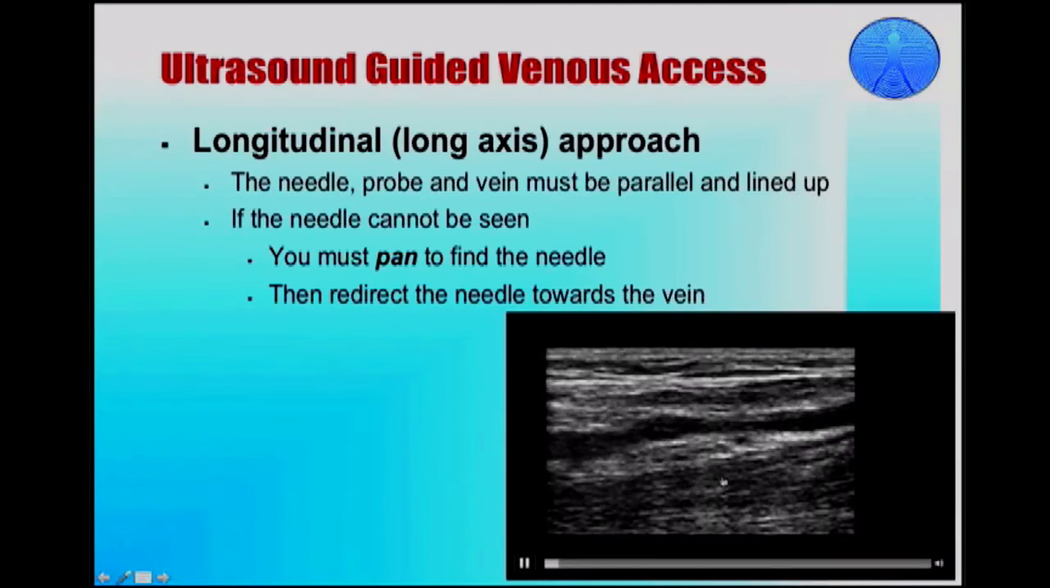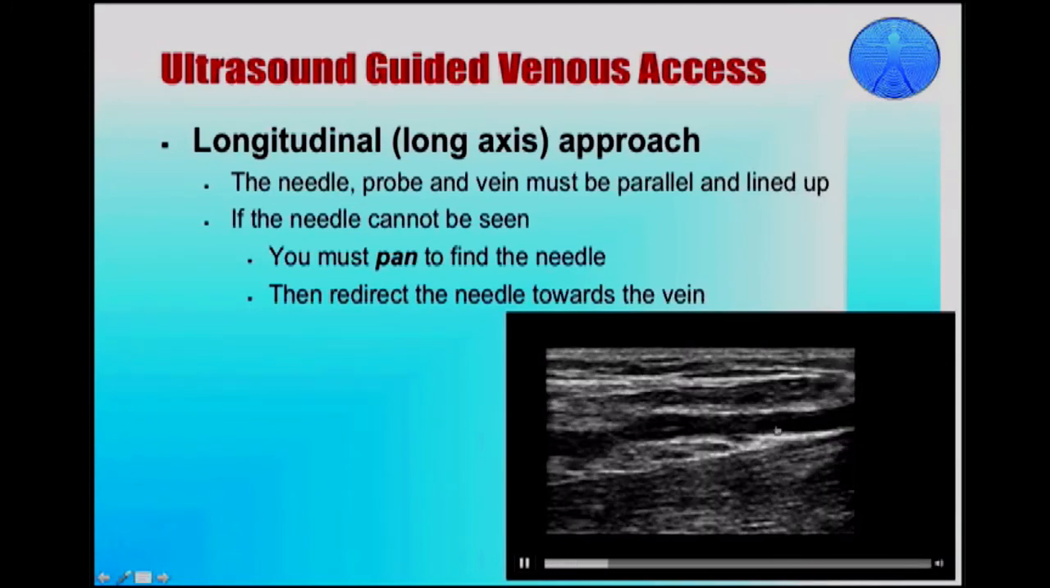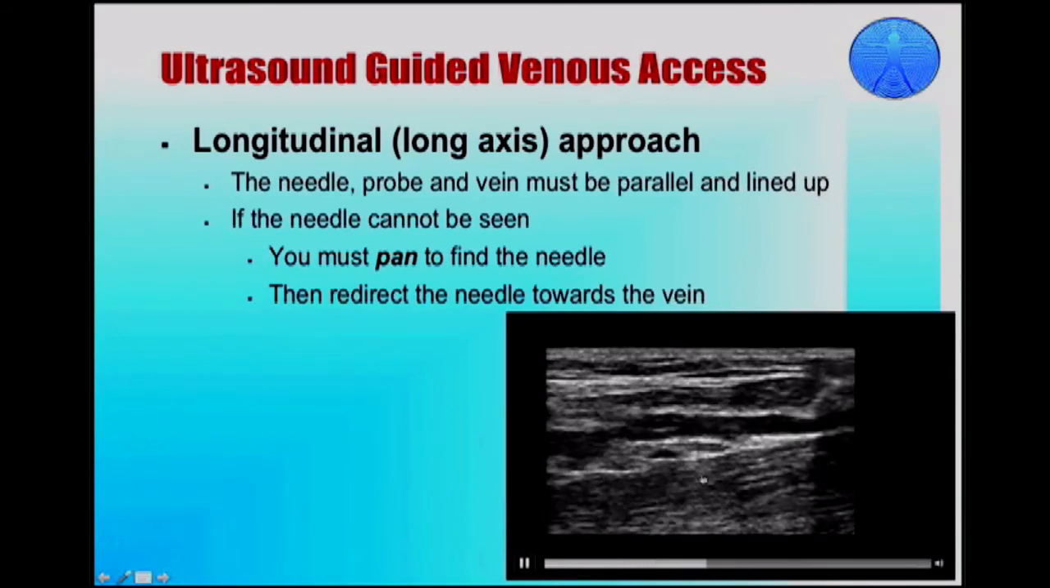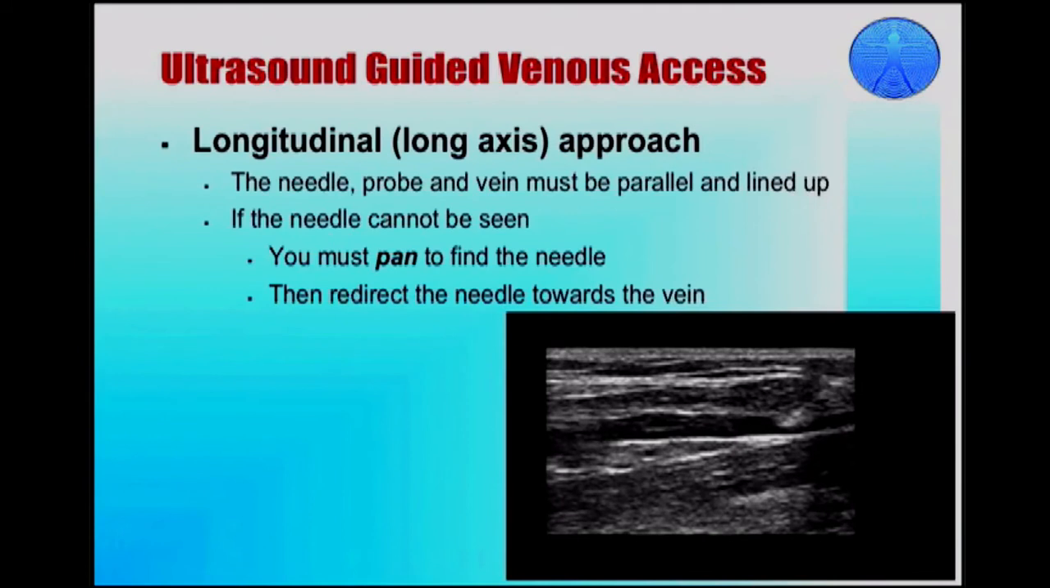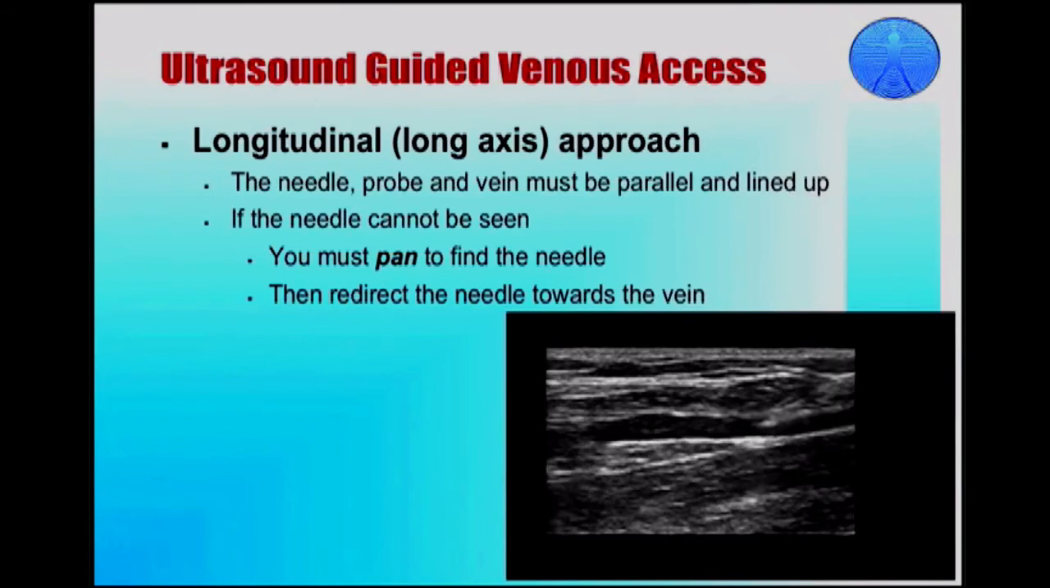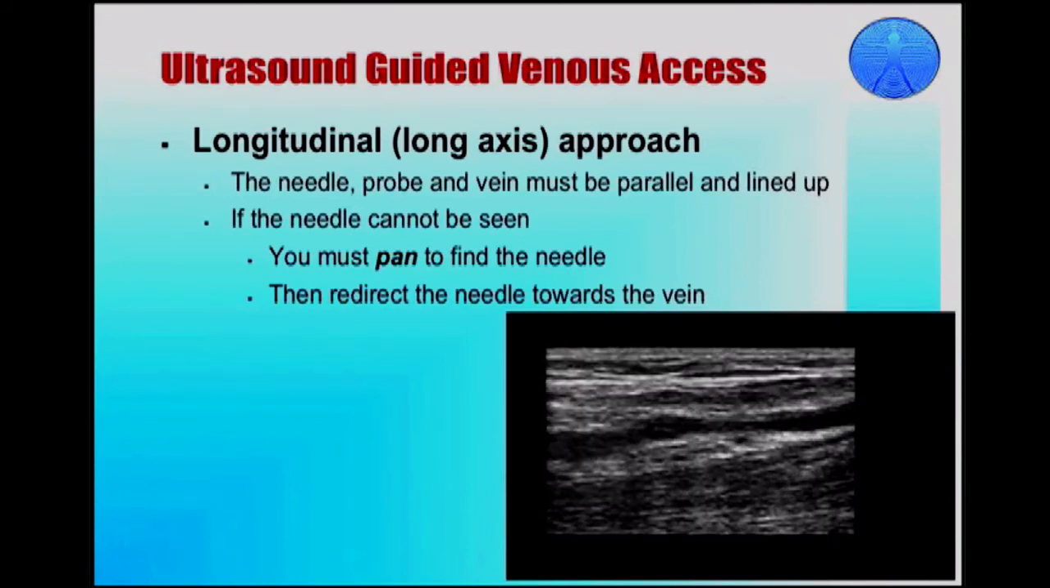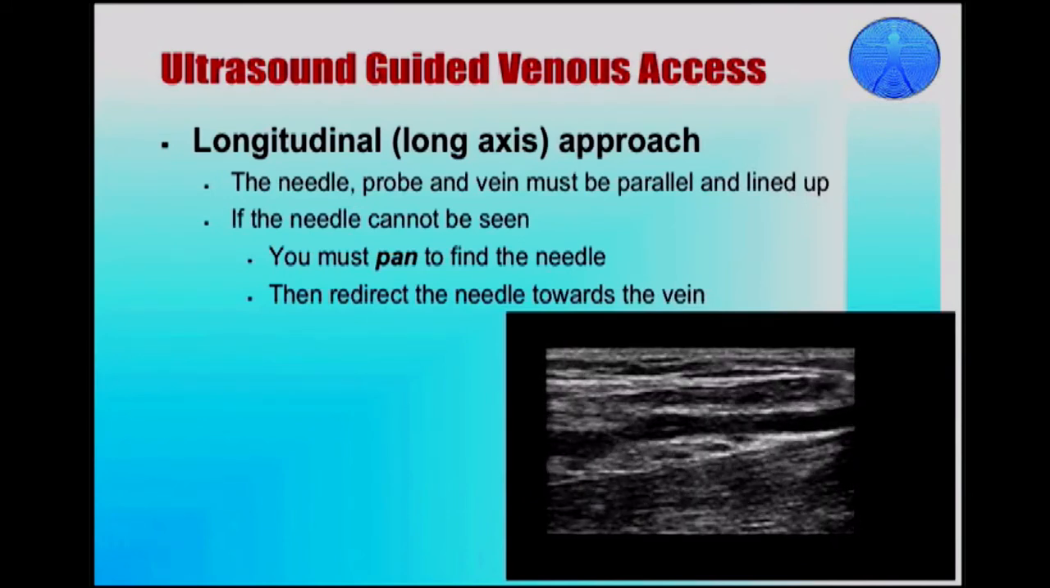So they panned over. They found this needle. It was just a little out of plane of the beam. It was on the other side of the screen, if you can think of it that way. And they're directing it back in towards the screen. And as they do, the needle tip is becoming brighter and brighter. See how bright that needle tip is? And it's sitting right in the middle of the vein. So that's how we do this procedure.